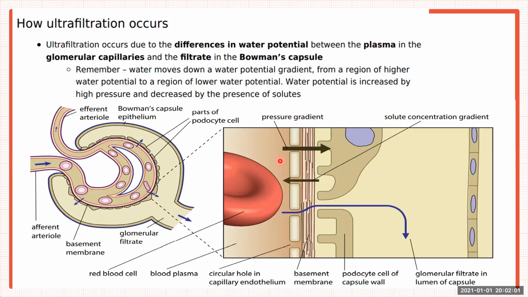So we talked about two cell layers. One was the endothelial layer of the capillaries. The other was the inner wall of the podocytes, the cells of the Bowman's capsule. And then the middle one between them was the basement membrane. But how does this ultrafiltration actually occur?